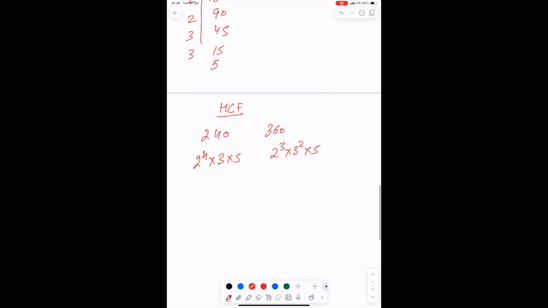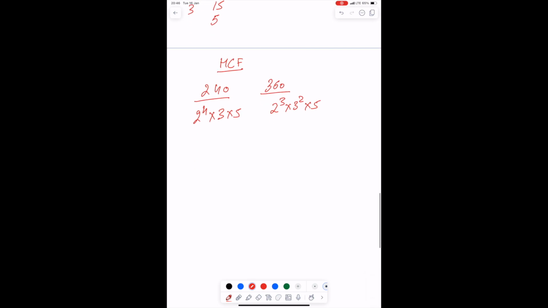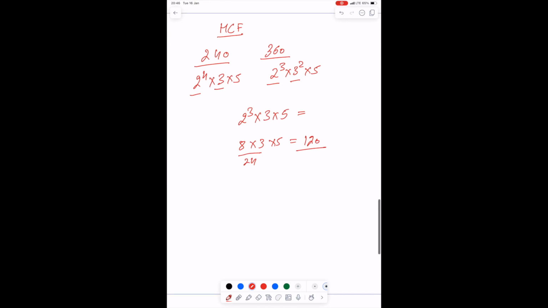So now we know what is 240, we know what is 360, so we'll find the highest common factor. What is common among them? I can see that this is 2 to the power 4 and this is 2 to the power 3. So the common part is 2 to the power 3. And between 3 and 3 square, I can see 3 is common and then 5 is common. So what does it come out to be? 2 to the power 3 is equal to 8, into 3 into 5. 8 into 3 means 24 and 24 into 5 means 120. So the answer is 120. So the highest common factor between 240 and 360 is 120.